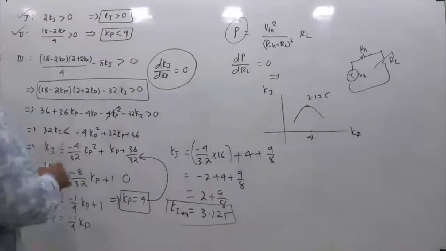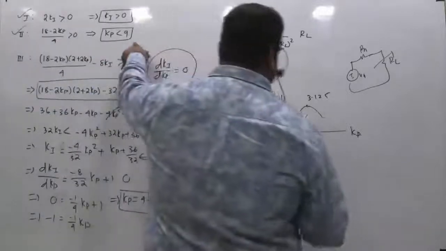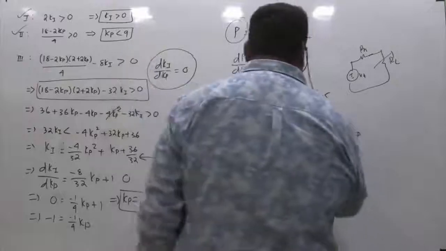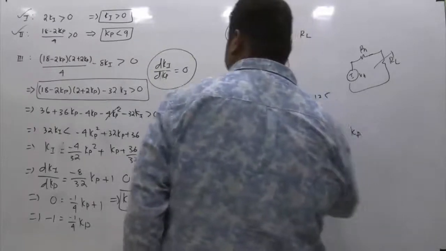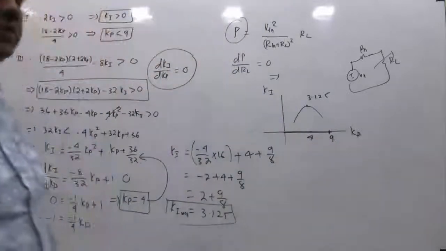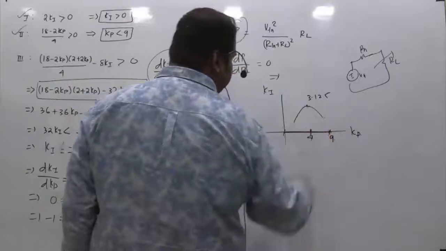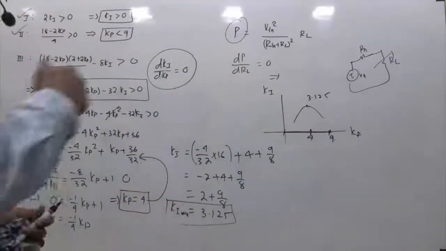One thing is very much clear, Kp value is less than 9. From this condition, Kp value is less than 9. So Kp can take values between 0 to 9. If it is taking values between 0 to 9, then obviously we are finding at what value Ki will take its maximum.